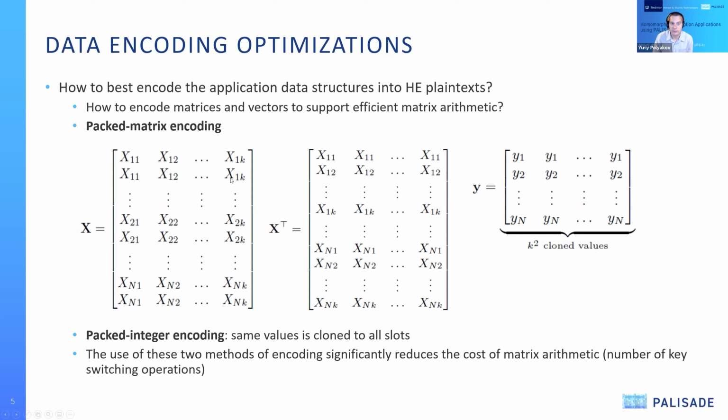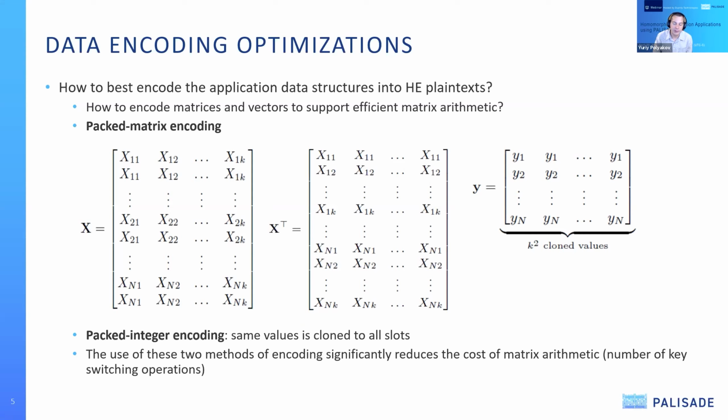So we had to be smart about how we're going to encode X, for example, the transpose of X, and in this case, the vector Y, basically the typical parameters of any regression training problem. So a lot of work went into identifying the packing that makes sense, and basically that's what we did. And then for part of the algorithm, we used this type of encoding. Then when we transitioned to another part of the logistic regression training algorithm, we switched to a slightly different encoding, packed integer encoding, where the same values are cloned to all slots.